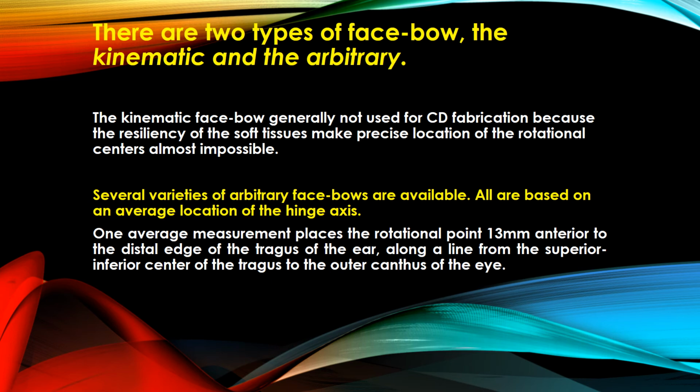Several varieties of arbitrary face-bows are available. All are based on an average location of the hinge axis. One average measurement places the rotational point 13 mm anterior to the distal edge of the tragus of the ear, along a line from the superior inferior center of the tragus to the outer canthus of the eye.